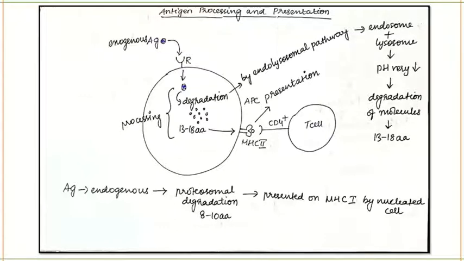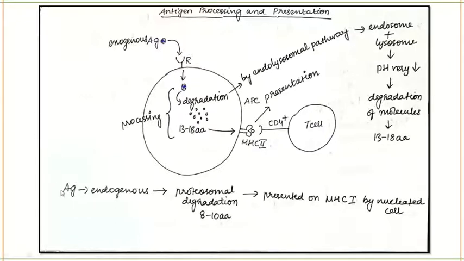And how does the degradation take place? The degradation takes place by using the endolysosomal pathway, which means when the antigen is coming inside the cell, it will be in the form of an endosome, vesicle bound. That vesicle will bind with lysosome. It will fuse. Due to low pH in lysosome, the degradation of molecules will happen and the processing will happen. The bigger peptide will be broken down into smaller fragments of 13 to 18 amino acids.